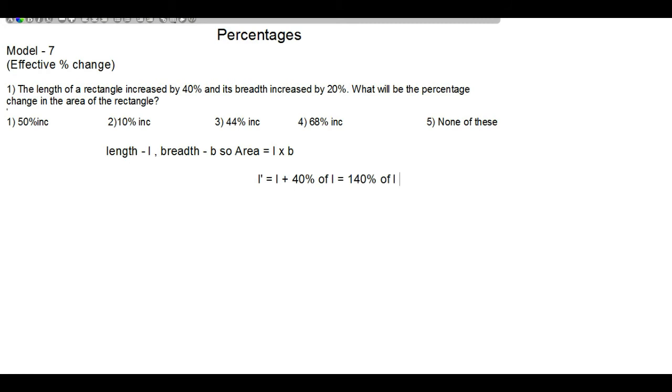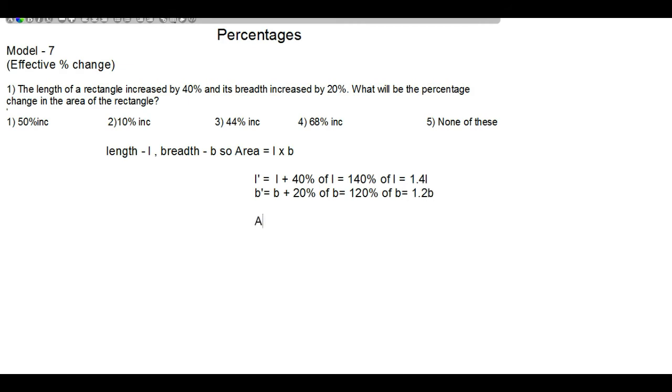That is 140% of L, and this 140% of L can be taken as 1.4 L. Similarly, the new breadth B dash will be equal to the original breadth B plus the increase of 20%, so 20% of B. This comes out to be 120% of B, which is equal to 1.2 B.